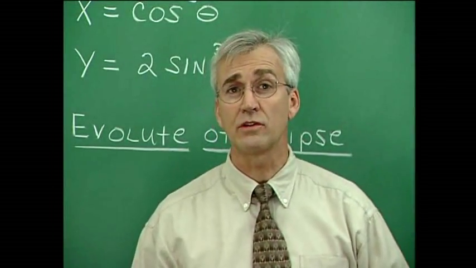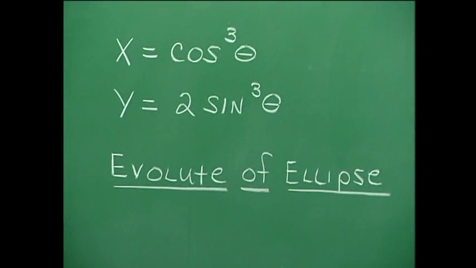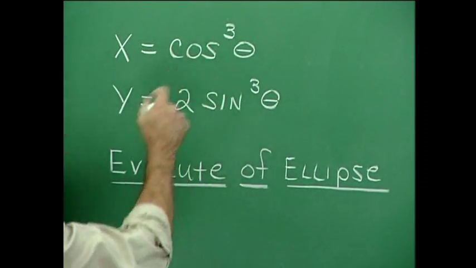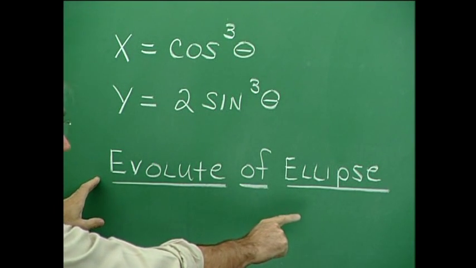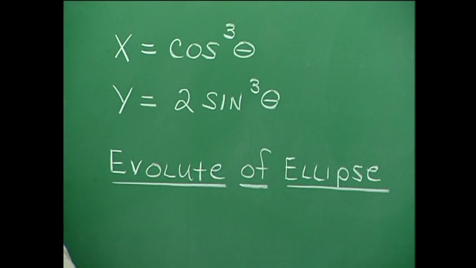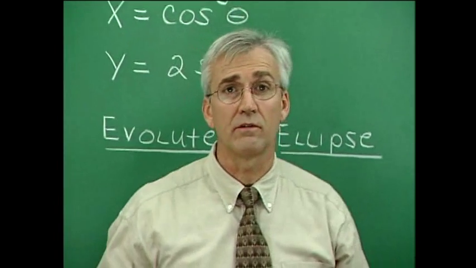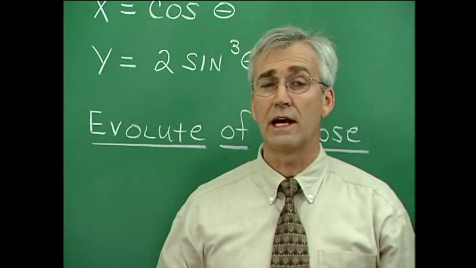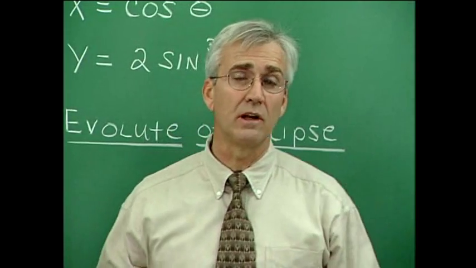Here's another situation where the parameter is not time. It turns out to be theta once again. The graph associated with these parametric equations is called an evolute of ellipse, a rather interesting graph, as we'll see in just a moment. Now, in the previous problem, we were able to eliminate the parameter pretty easily by using a trigonometric identity. Well, here it's quite challenging to eliminate the parameter.